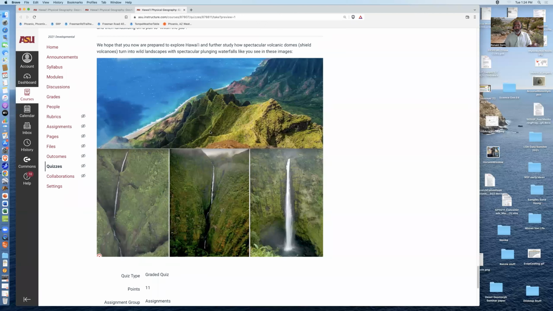It's an exciting thing to learn how landscapes are transformed from the original construction with volcanic domes to this wild landscape of waterfalls and knife-like ridges. Have fun.